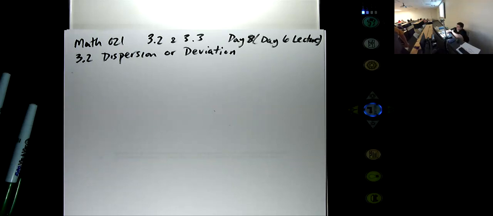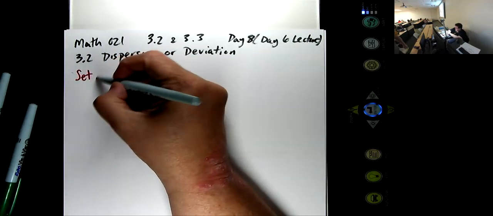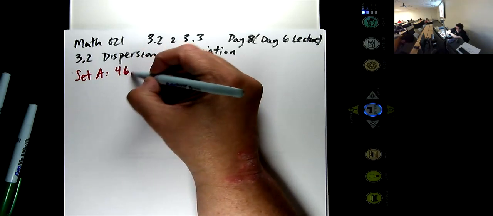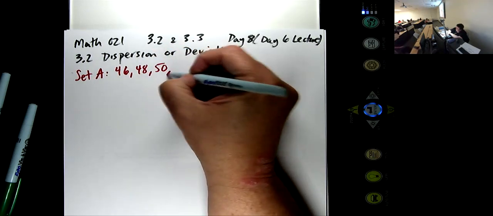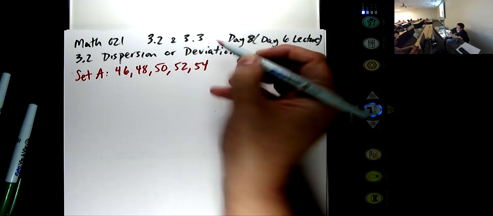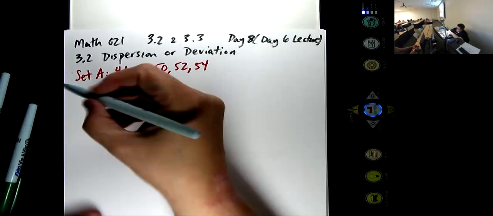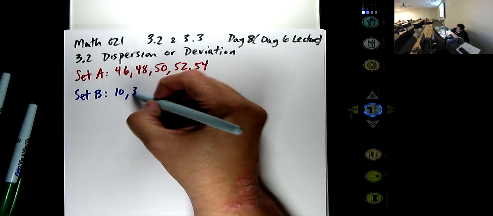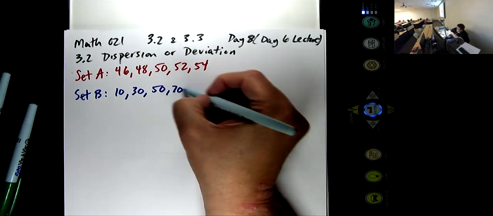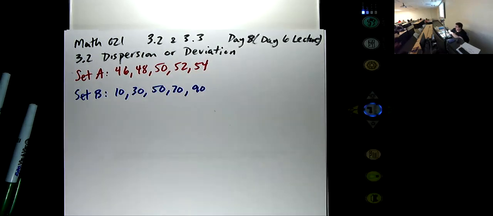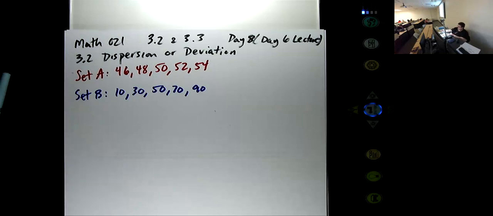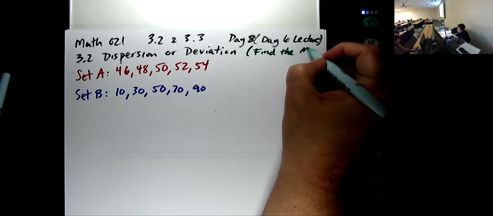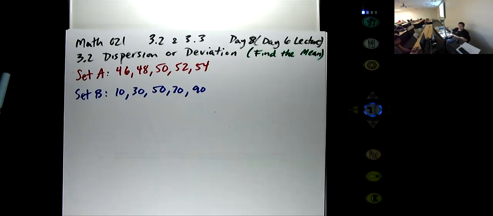We're gonna have 2 sets, set A and set B. Set A has values. Let's go with 46, 48, 50, 52, and 54. And set B has 10, 30, 50, 70, 90. Your task to start off with is find their mean. Find the mean of each set.